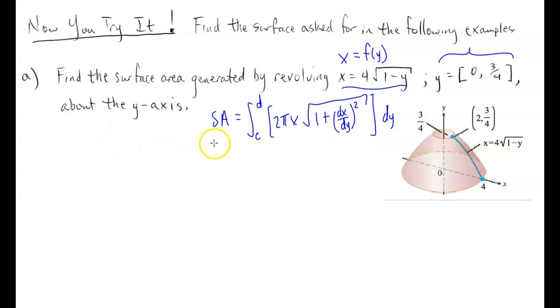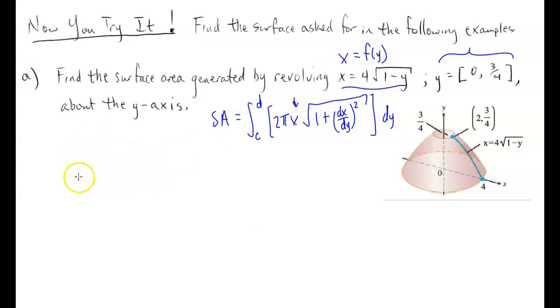So to use this formula, the first thing we need to figure out is, we know what x is. It's just going to be 4 times the square root of 1 minus y. So that's what this would be. But we need to figure out the derivative of this function, x, and what its square is. So we're going to go ahead and figure that out now.